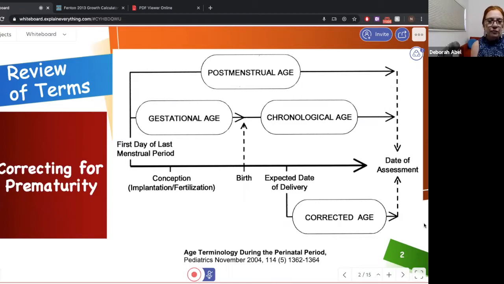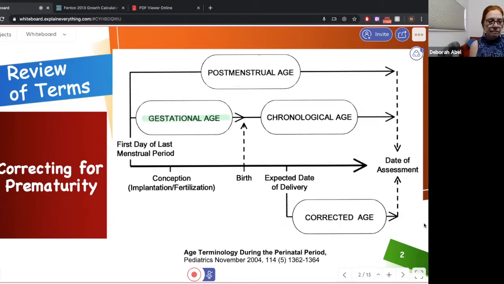Many healthcare providers correct for prematurity until the age of 3, yet some correct until the age of 2 years to correspond to the change of the growth grids. The WHO growth grids are for the first 24 months of life, while the CDC go from age 2 to 18 years. So let's review some of these key terms.